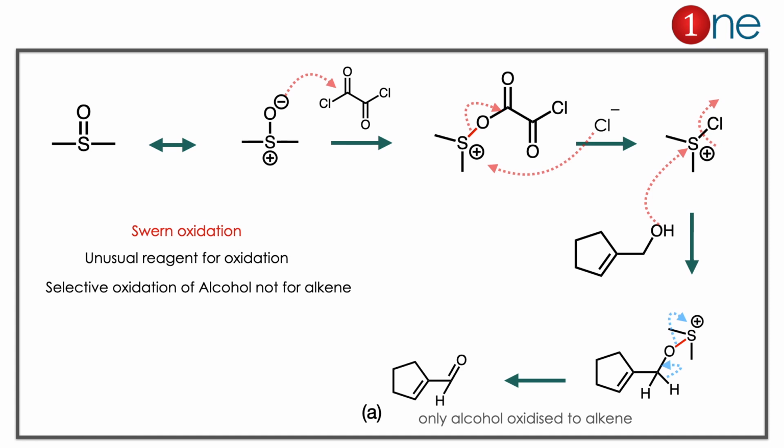Here you are doing Swern oxidation. The oxidation is very specific because you are using an unusual reagent for oxidation. The intermediate is unimaginable; you will only learn it when you write the mechanism. Here the oxidation is also selective, always occurring at the alcoholic position, not at the alkenic position. Let us see the mechanism.